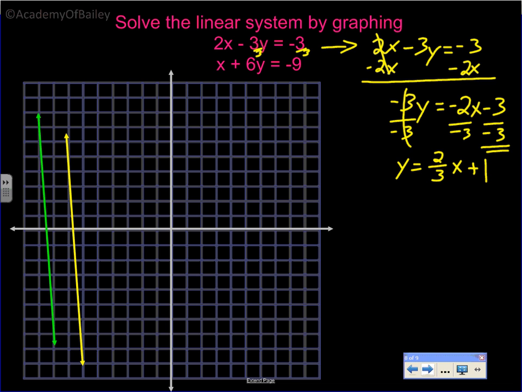So that means we plot 2x plus 1. The y-intercept is 1, positive 1 there. And the slope is 2 over 3. So that means you go up 2, and to the right 3. Put a point. Up 2, and to the right 3, and you put a point. And so now we're ready to graph.